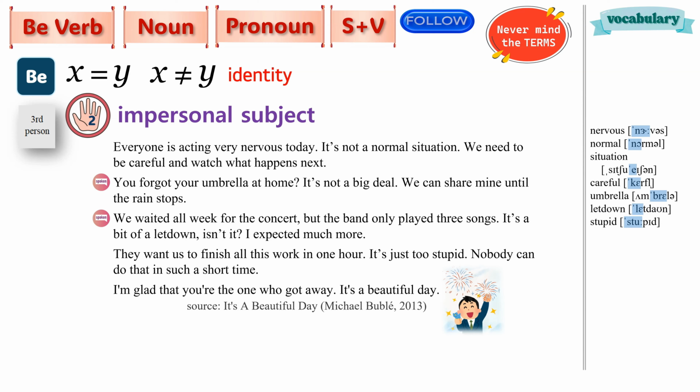Everyone is acting very nervous today. It's not a normal situation. We need to be careful and watch what happens next. You forgot your umbrella at home? It's not a big deal. We can share mine until the rain stops. We waited all week for the concert, but the band only played 3 songs. It's a bit of a letdown, isn't it? I expected much more. They want us to finish all this work in 1 hour. It's just too stupid. Nobody can do that in such a short time.